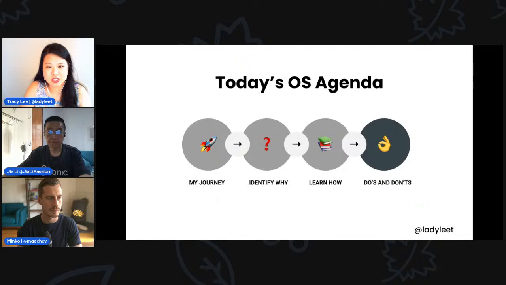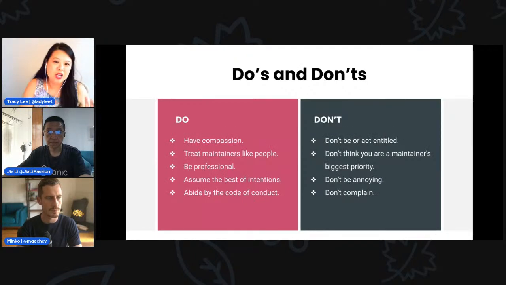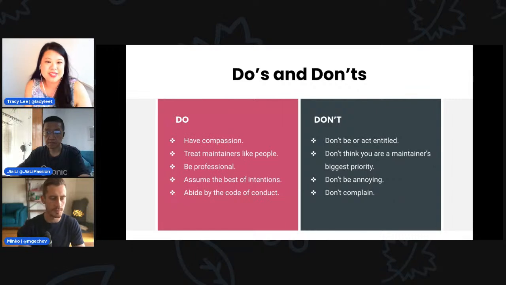So the last thing I want to touch on today is just a few do's and don'ts within open source. So let's go ahead and start with the do's. Number 1, make sure to have compassion, right? Maintainers are usually working for free on nights and weekends. Treat maintainers like people. Remember that they're just humans, right? And humans can only handle so many things at one time. And if you treat them badly, they're not going to care to help you.